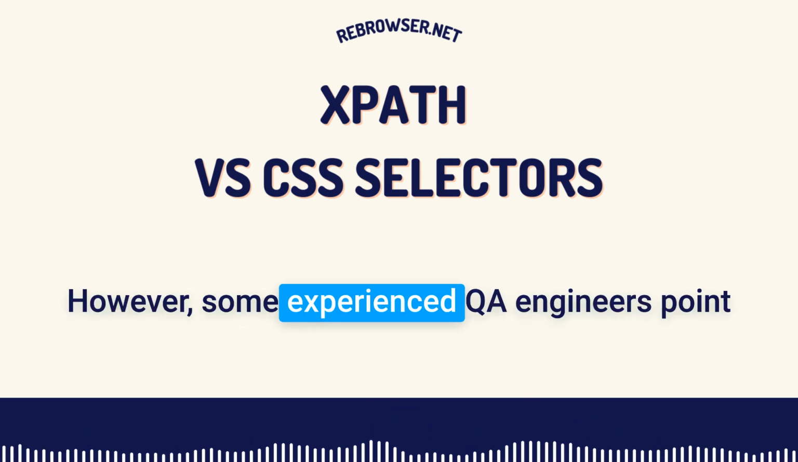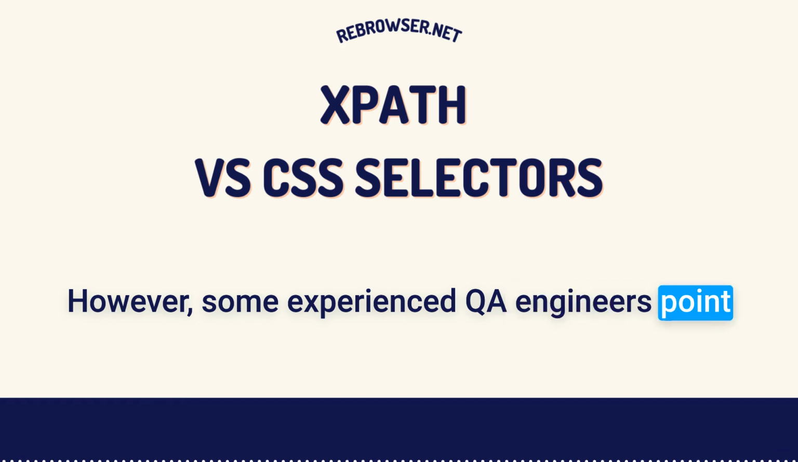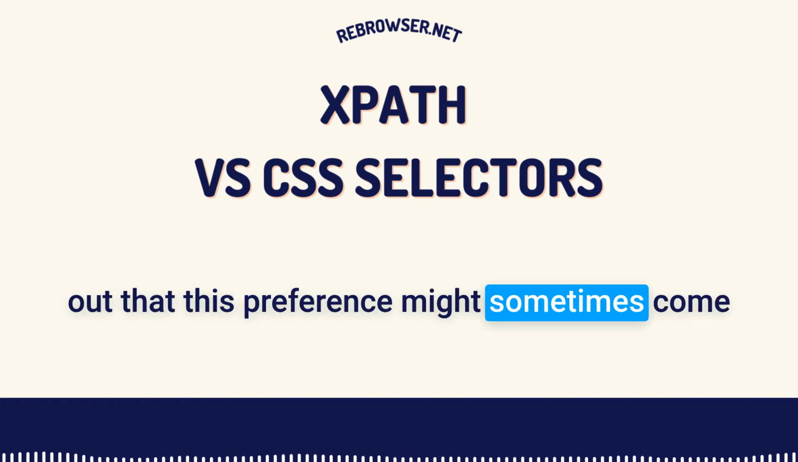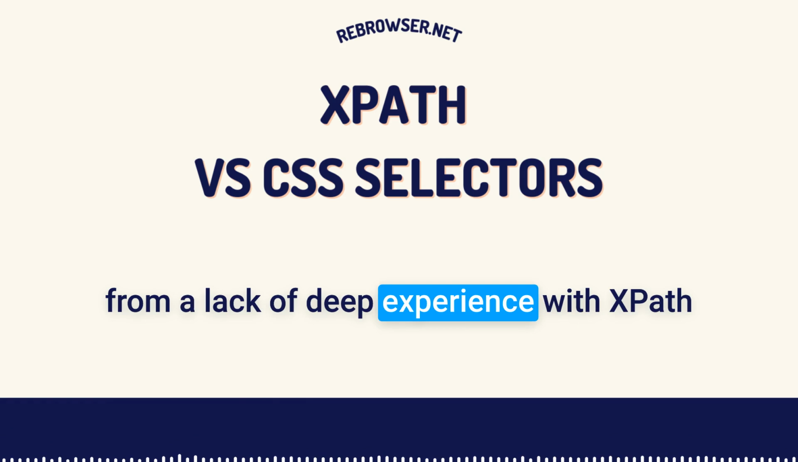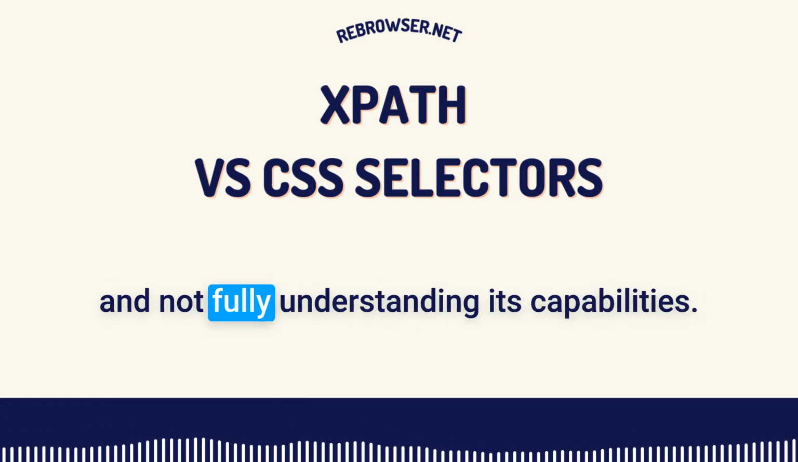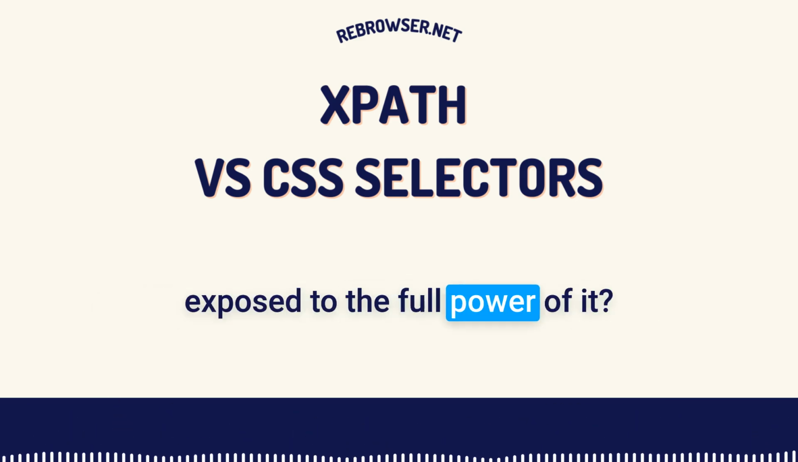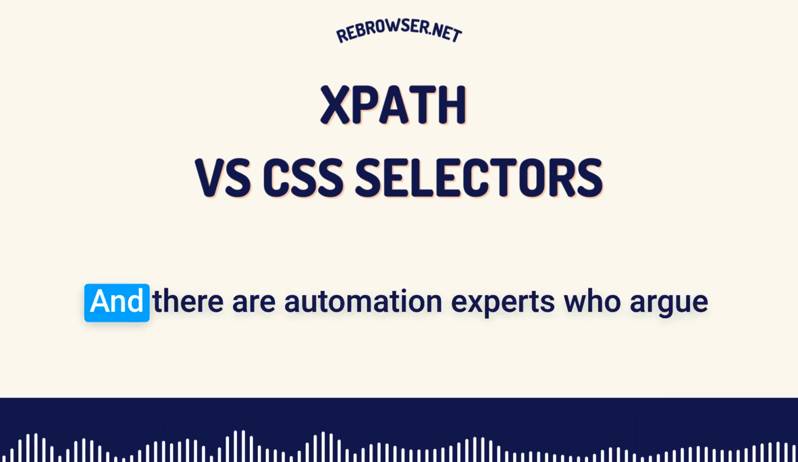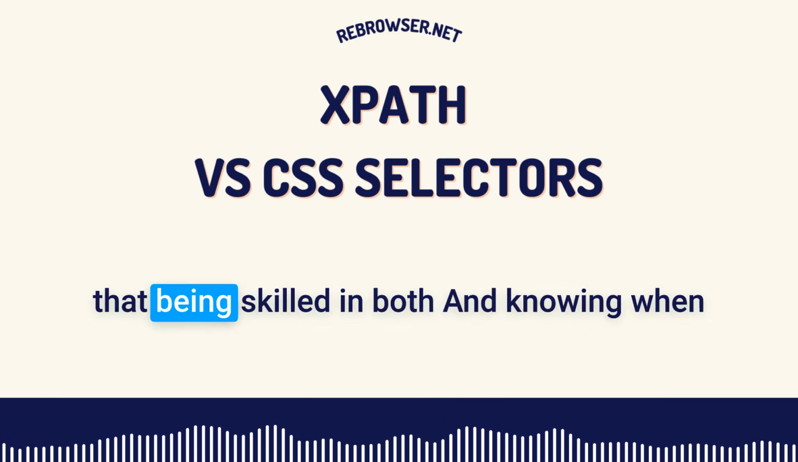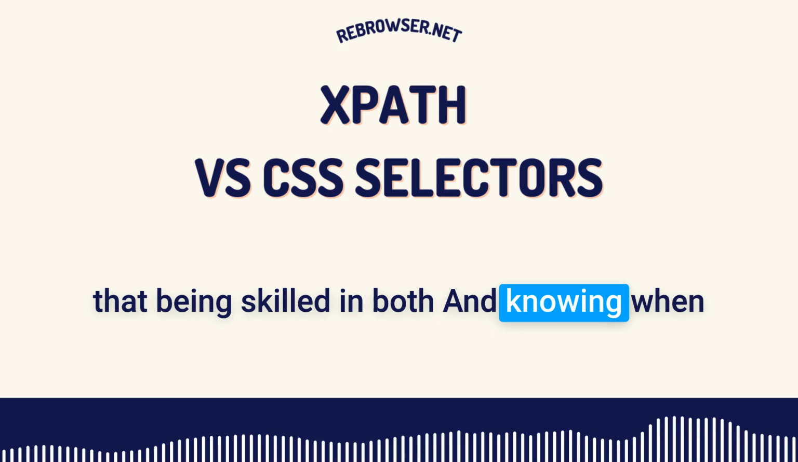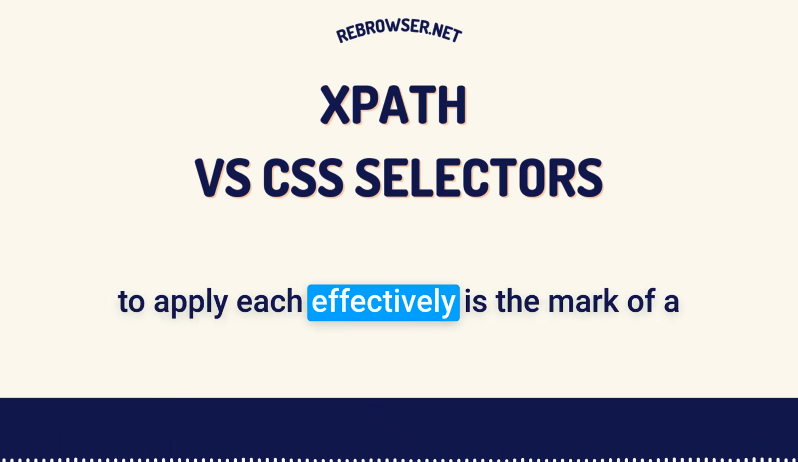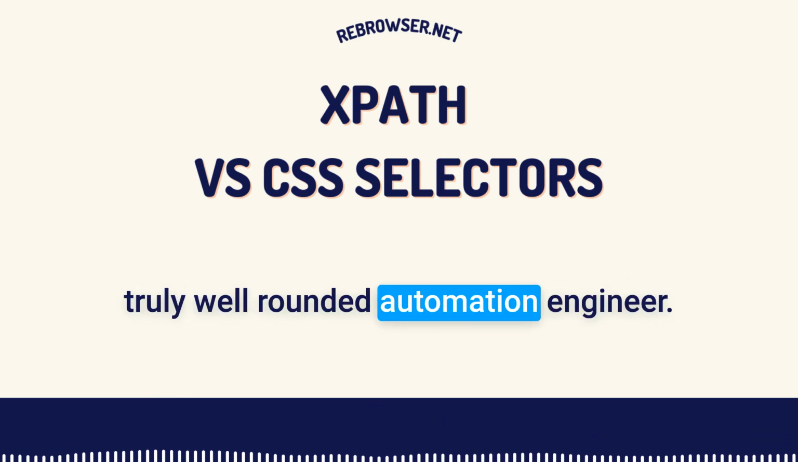However, some experienced QA engineers point out that this preference might sometimes come from a lack of deep experience with XPath and not fully understanding its capabilities. So it's almost like they haven't been exposed to the full power of it? Exactly. And there are automation experts who argue that being skilled in both and knowing when to apply each effectively is the mark of a truly well-rounded automation engineer.